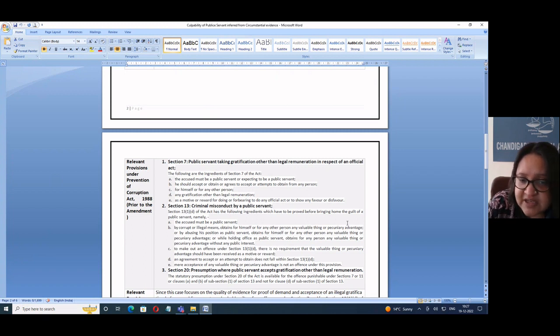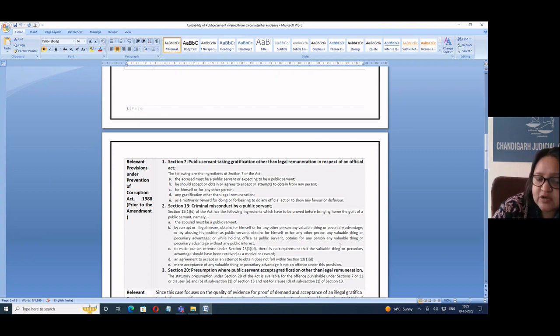To make out an offense under Section 13(1)(d), there is no requirement that the valuable thing or pecuniary advantage should have been received as a motive or reward. An agreement to accept or an attempt to obtain does not fall within Section 13(1)(d). Mere acceptance of any valuable thing or pecuniary advantage is not an offense under this provision.